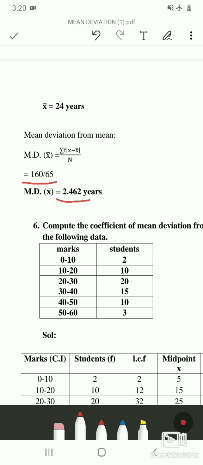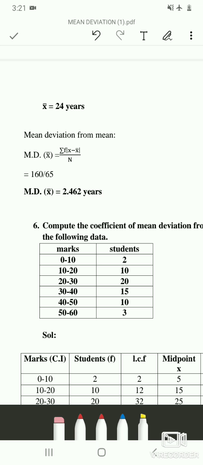If it was asked for the coefficient of mean deviation of x bar, then 2.462 divided by 24 gives you the answer. So don't get confused between the formula of mean deviation and the coefficient of mean deviation. In case of mean deviation, the denominator will be N, and in case of the coefficient, the denominator will be the central value itself, that is x bar or capital M.